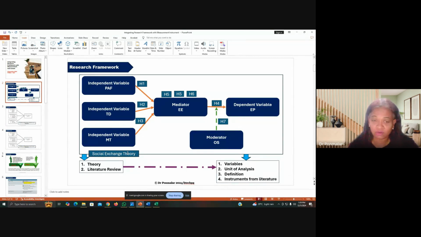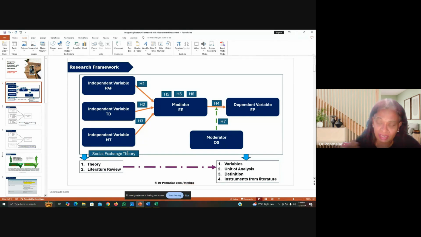You do good, you get good. You do bad, you get bad. So when employees are given certain facilities by the company, then the employees in return give better productivity or performance or engagement back to the company. So that is the meaning.